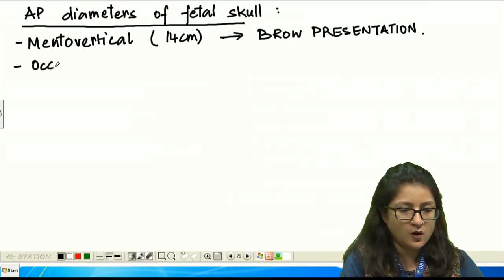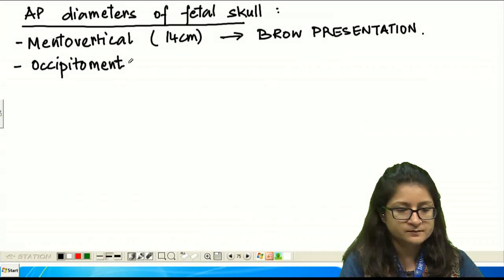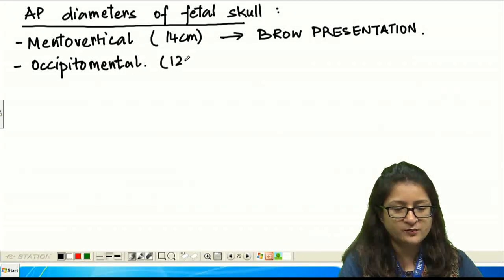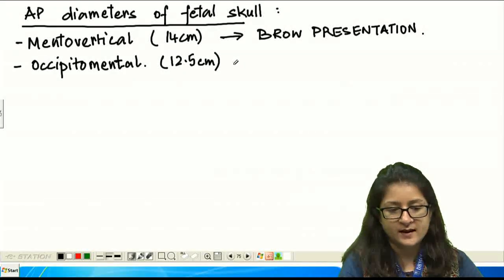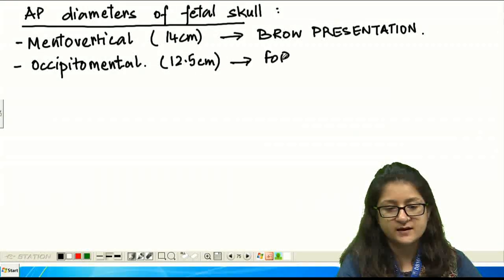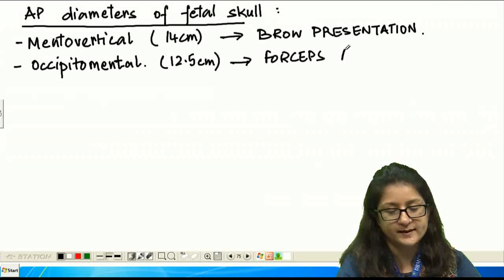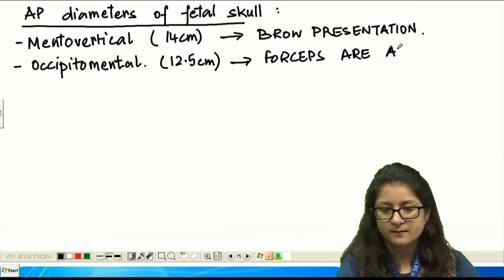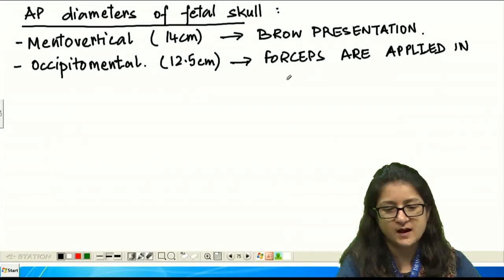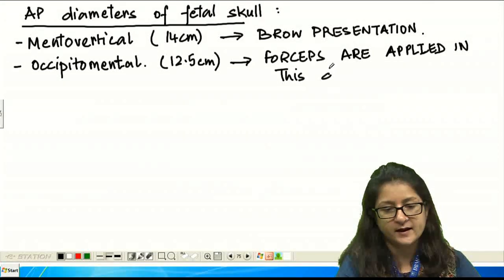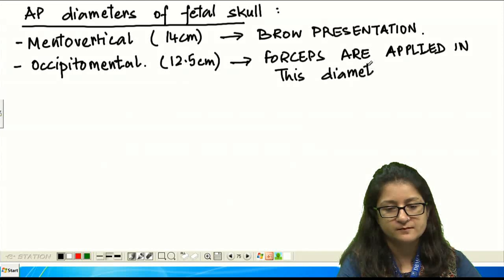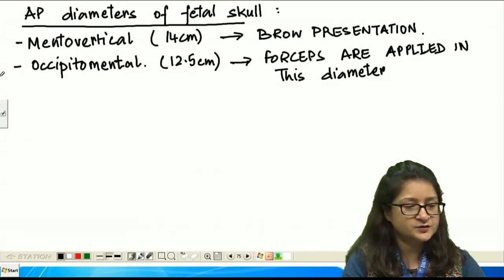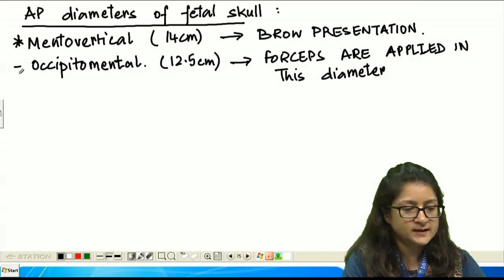Then we have the occipitomental, which is 12.5 centimeters, and this is the diameter in which forceps are applied. Forceps are applied in this diameter. This is another point that you have to remember. So, mentovertical, occipitomental.